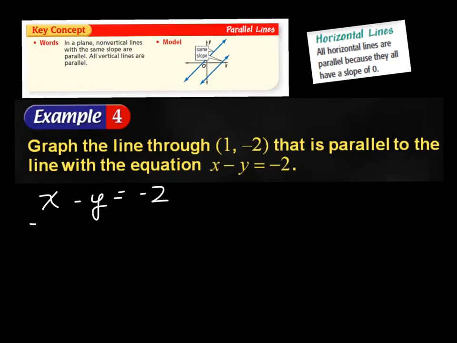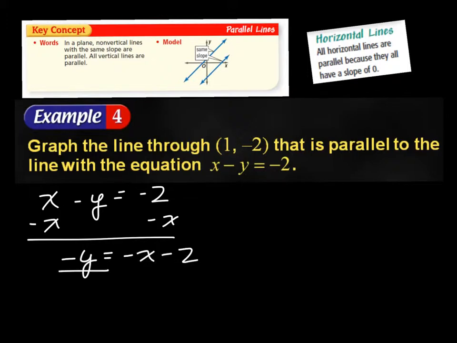So to find the slope, we'd subtract x from both sides and divide by -1. So y equals 1x plus 2. Okay, so our original slope is 1. We could have also just found the x and y intercepts.